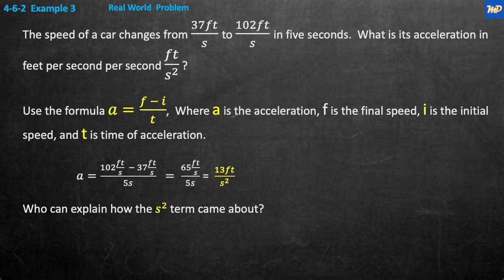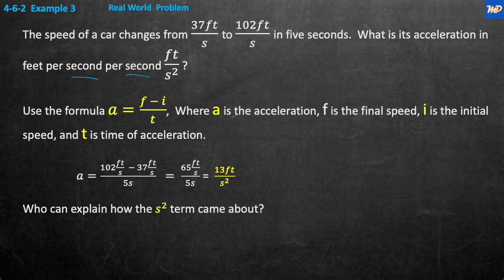That's what we wanted, feet per second per second. And that's what we have here. Second squared is second per second. So now I ask a question. Can anybody explain how the second squared term came about? Because here we have 65 feet per second, and that's over 5 seconds. So where did all of a sudden the second squared come by itself here without the 5? So could you say what happened?